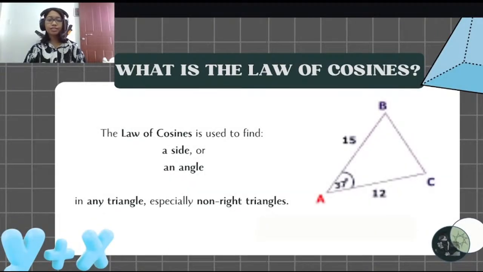What is the law of cosines? The law of cosines is a formula that works for any triangle. It is especially useful when the triangle is not a right triangle, or rather an oblique triangle, and when two sides and the included angle are known.